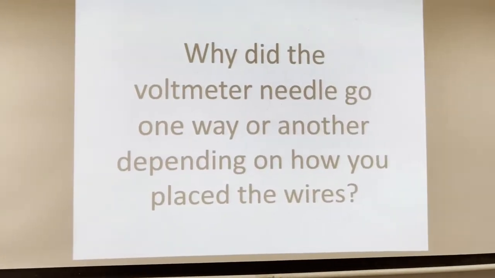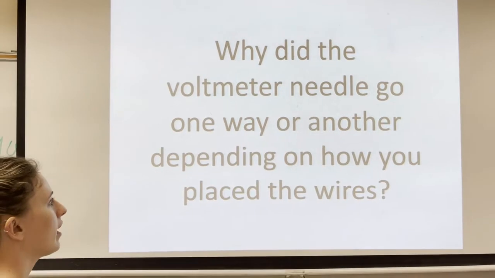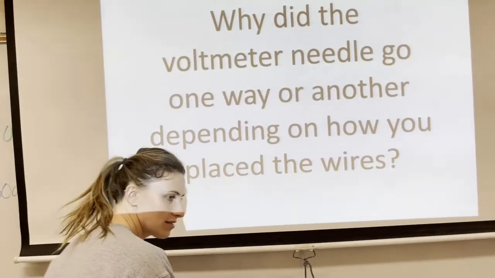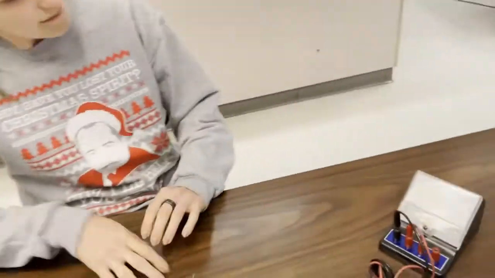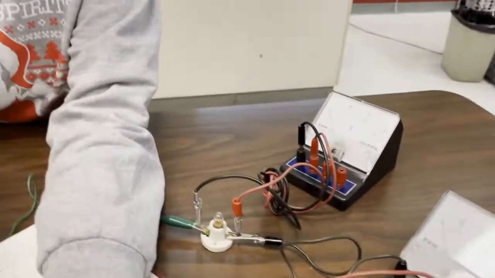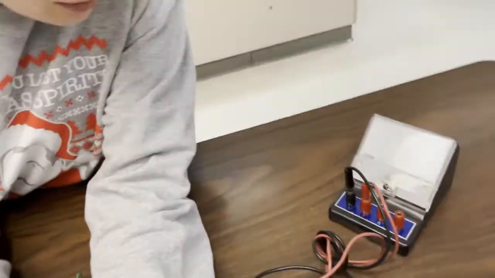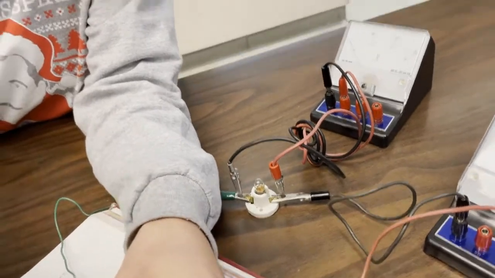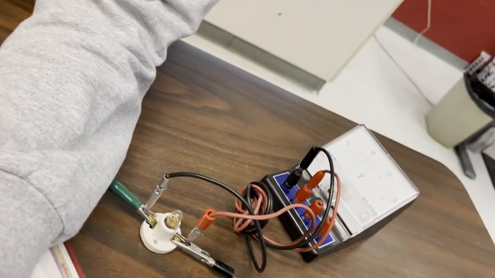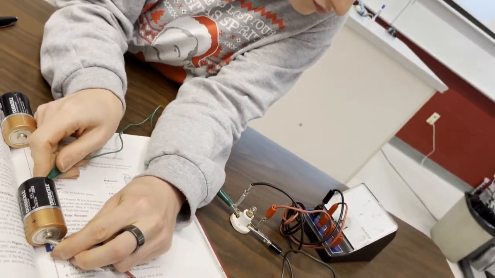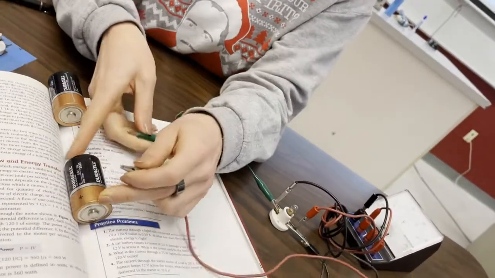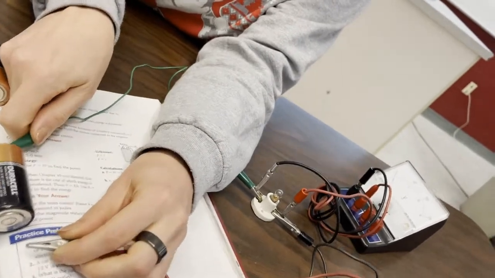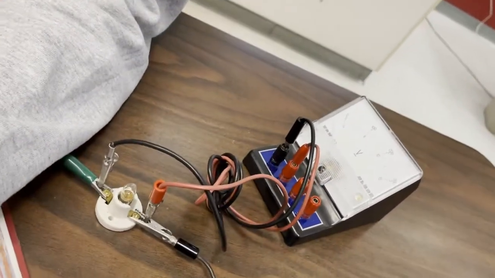Okay. Why did the voltmeter needle go one way or another depending on how you placed the wires? Now, we haven't talked about this yet, so let's look at the voltmeter. Here's the quote normal way, right? We're measuring a little under 1.5 volts. And if I flip the battery around, or if I flip sides, either way, same idea, again we have it going in the opposite direction.